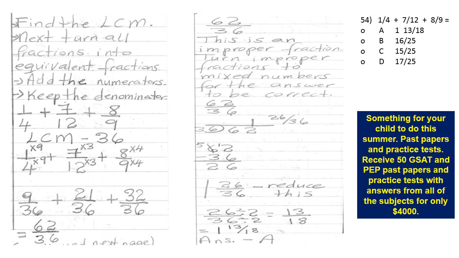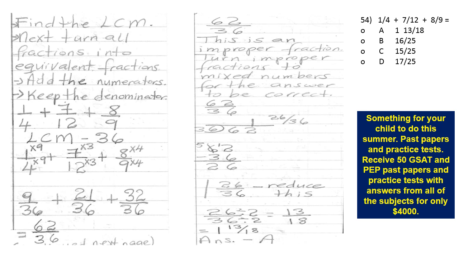Now 26 over 36 can be reduced. Let's divide them by 2 each. 2 can go into each of these numbers without leaving a remainder. 26 divided by 2 is equal to 13, and 36 divided by 2 is equal to 18. That cannot be reduced any further. So therefore, it's 13 over 18.